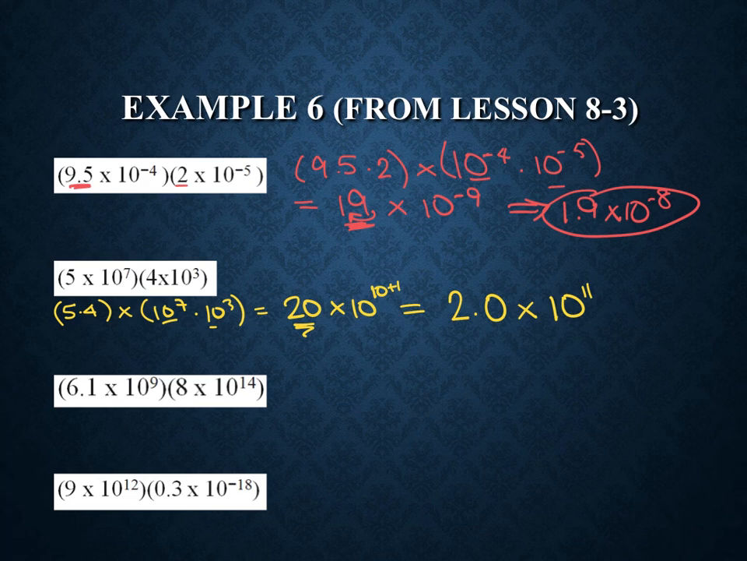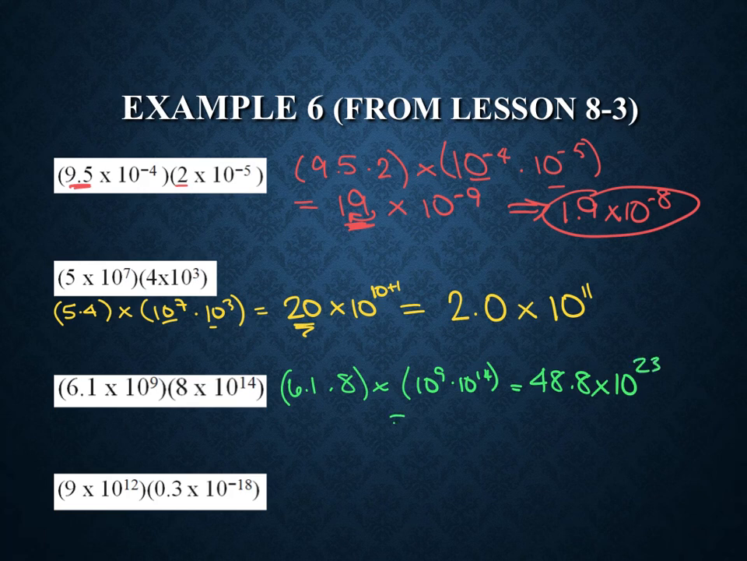For this next one, I have 6.1 times 8 times 10 to the 9th times 10 to the 14th. And this is going to give me 48.8 times 10 to the 9 plus 14 is 23. So this is really going to give me, I have to move my decimal place one place over. So I have 44.88 times 10 to the 24th.